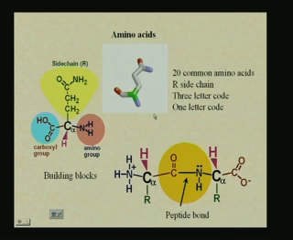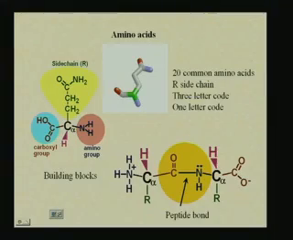If we go to this amino acid, this side chain corresponds to the amino acid glutamine. The 3-letter code for glutamine is GLN and the 1-letter code is Q. Okay, so it is something that you ought to remember regarding the amino acids.